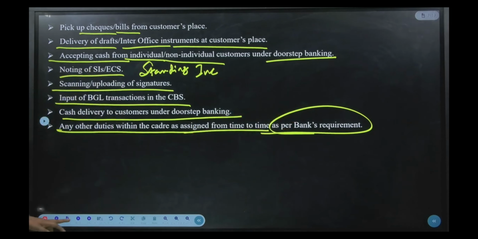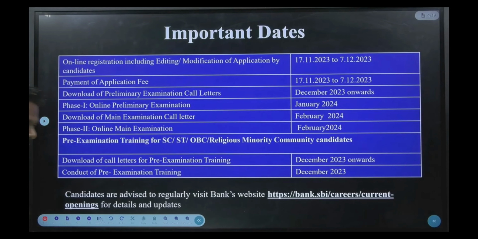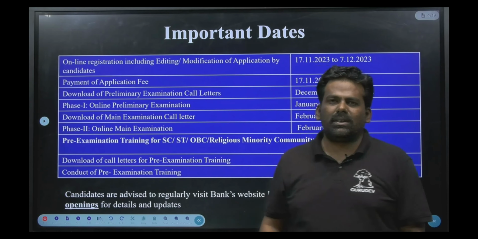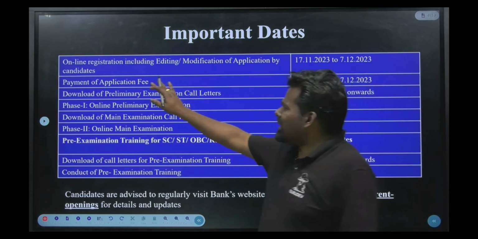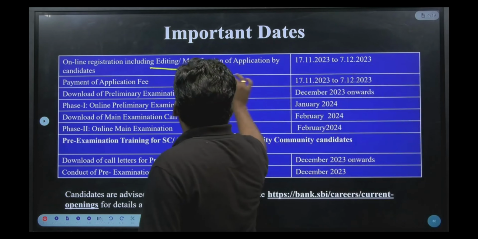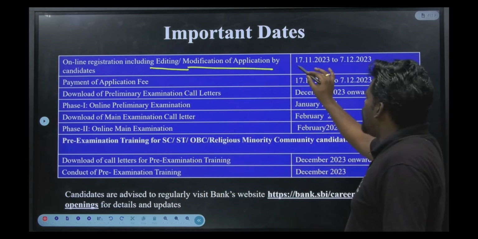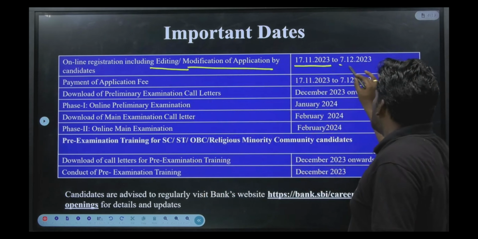Now coming to the next important thing, that is important dates which has been given in the notification. See, it is very simple. Online registration including editing, modification of application by the candidate is allowed from 17th November to 7th December.